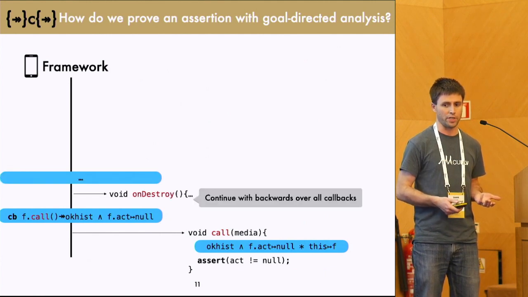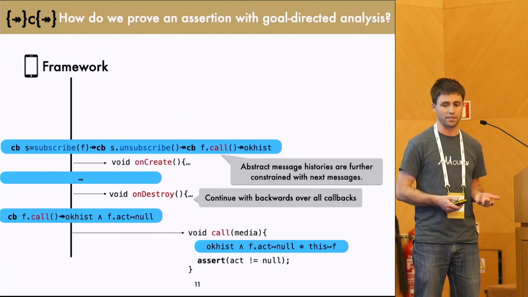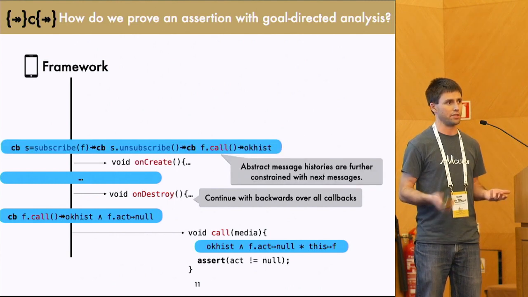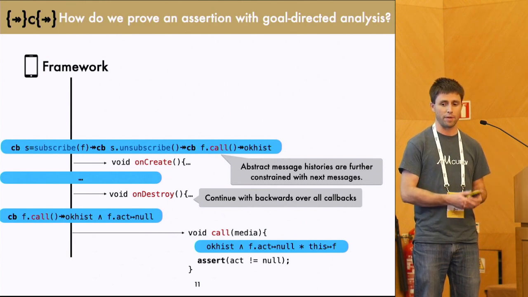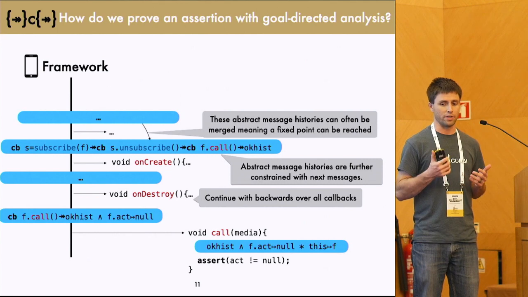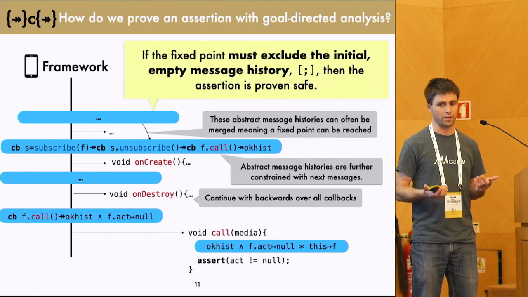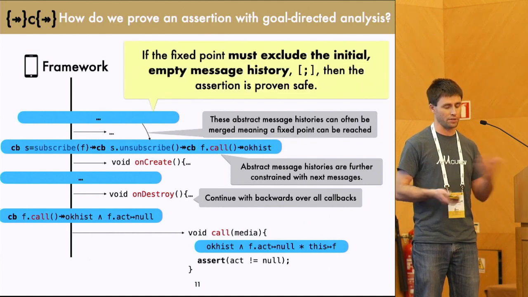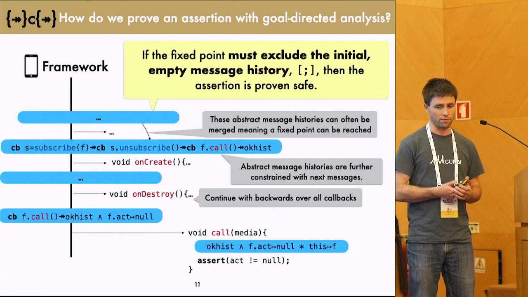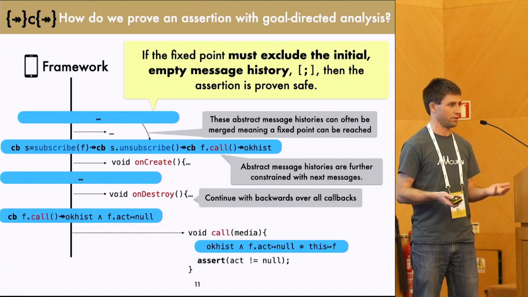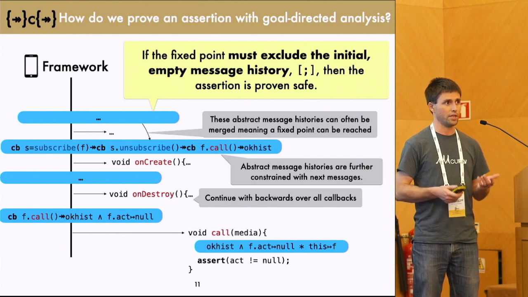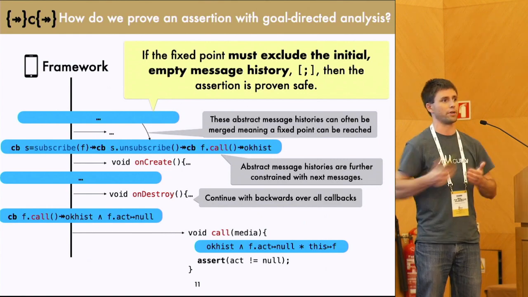So overall, how does this work? At this point, we continue over all the different callbacks, and the abstract message histories continue to be appended. How this works is very interesting, so I recommend looking into the paper to see the details. But it ends up that these abstract message histories can be merged automatically. And that means we reach a fixed point, or we often reach a fixed point here. And if the whole invariant that we found excludes the initial, or excludes the empty message history, then the assertion must be safe, because we don't have a way to get from the start of the program to the failure.